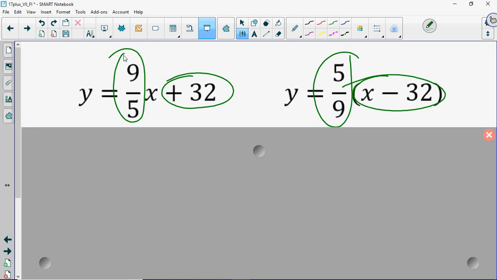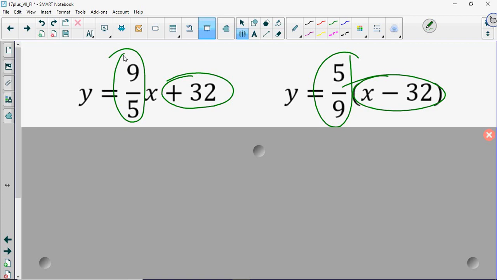So again, on the left, we multiplied by 9/5 first. On the right, we divided by 9/5 second. On the left, we added 32 second. On the right, we subtracted 32 first. So all of the operations were changed to their inverse operations, and the order was reversed as well.